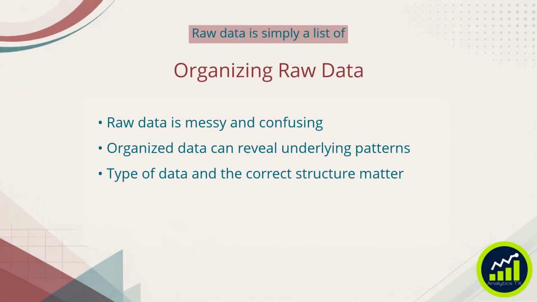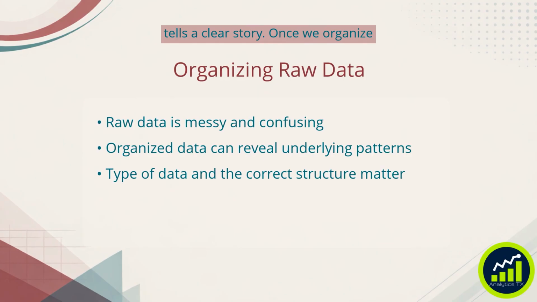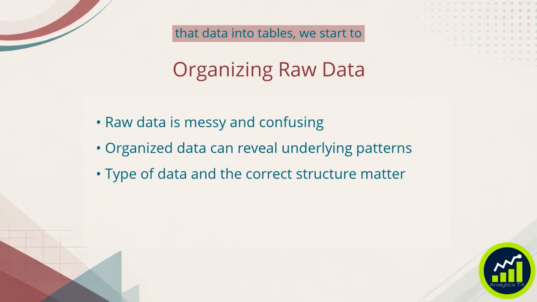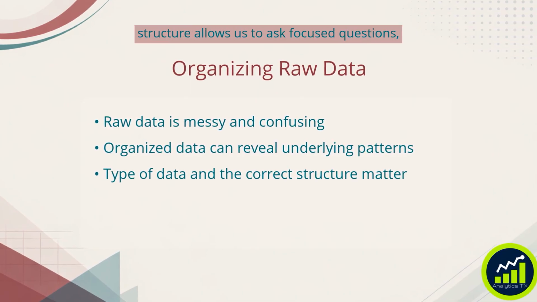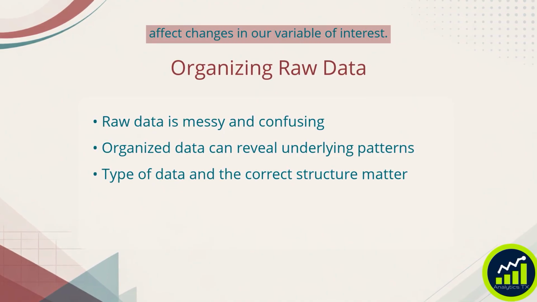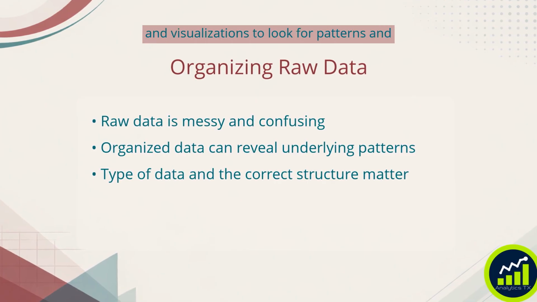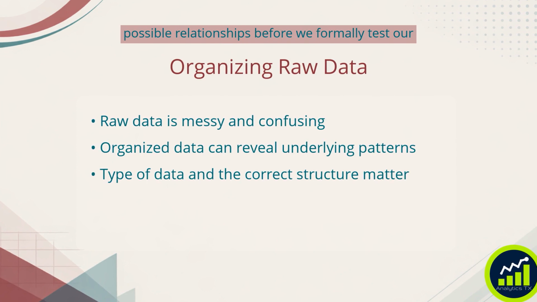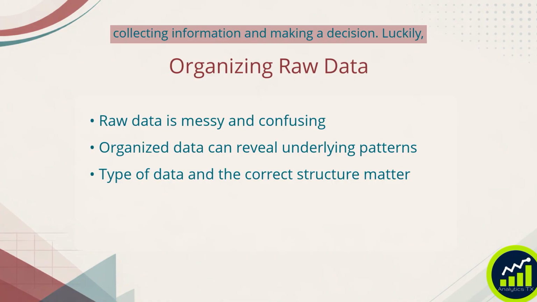Raw data is simply a list of individual observations, and by itself it rarely tells a clear story. Once we organize that data into tables, we start to see patterns and differences across groups. That structure allows us to ask focused questions, such as what factors in the data affect changes in our variable of interest. In practice, we can use simple tables and visualizations to look for patterns and possible relationships before we formally test our hypotheses. Organizing data is the bridge between collecting information and making a decision.